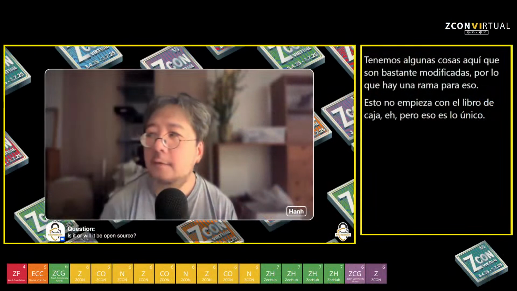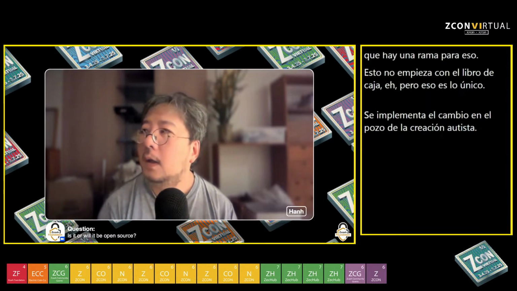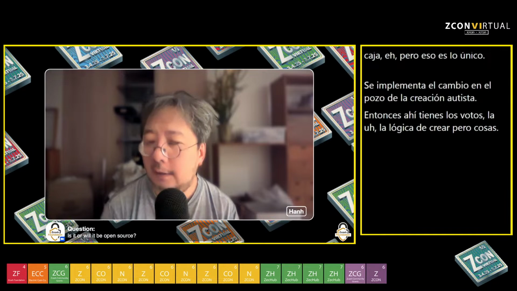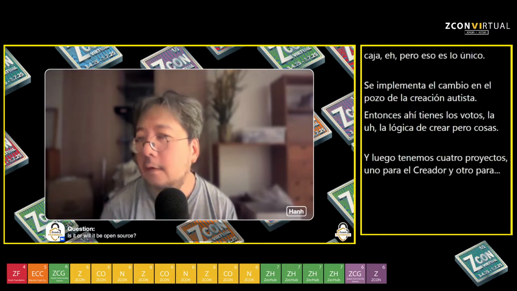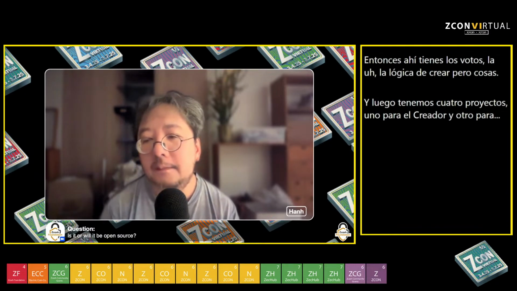So we have a few things here. There is the Orchard circuit modification, so there's a branch for that. Well, it doesn't start with zcash-vote, but that's the only thing that is changed in the Orchard circuit crate, and it is implemented there. Then you have zcash-vote that implements the logic of creating ballots. And then we have 4 projects, one for the creator, one for the server, one for the voter, and one for the auditor. So the 4 roles that you have seen are represented by 4 different apps.